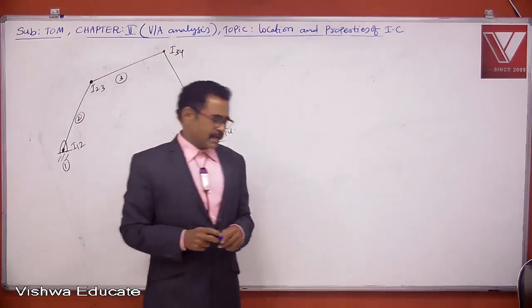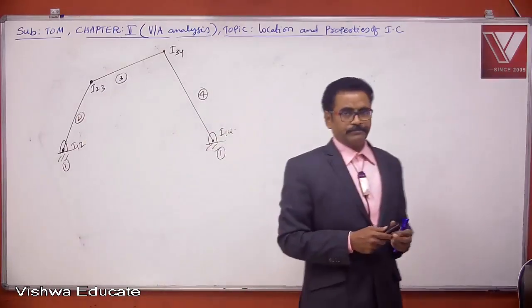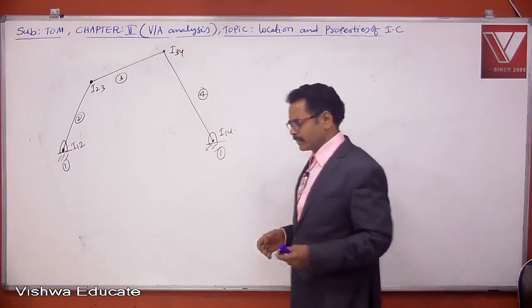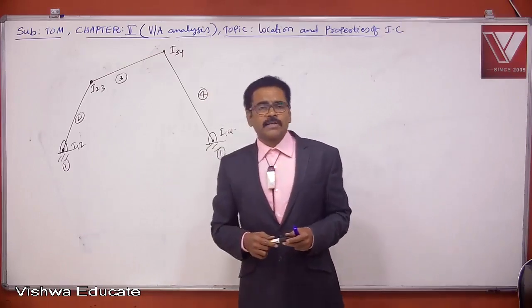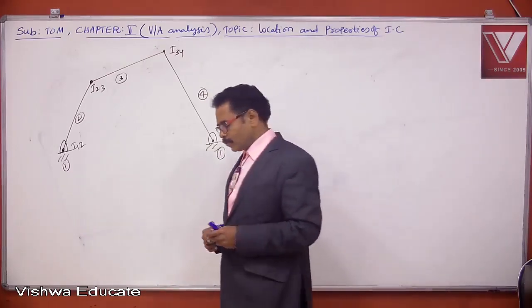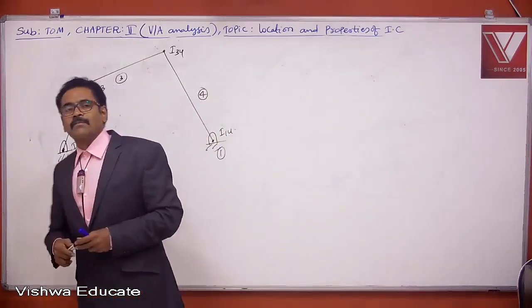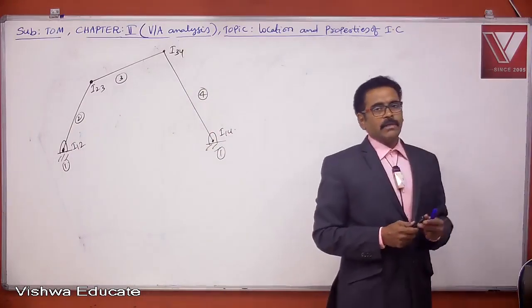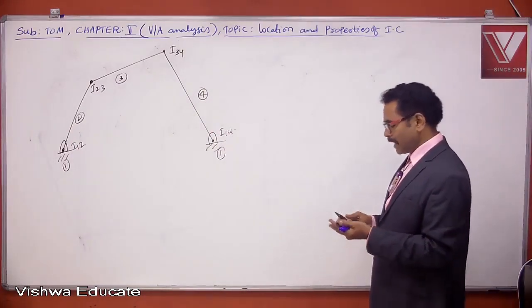Next point. When 2 links have pure rolling motion, or you may write it in this fashion, when 2 links execute pure rolling motion, their common IC lies at the point of contact.